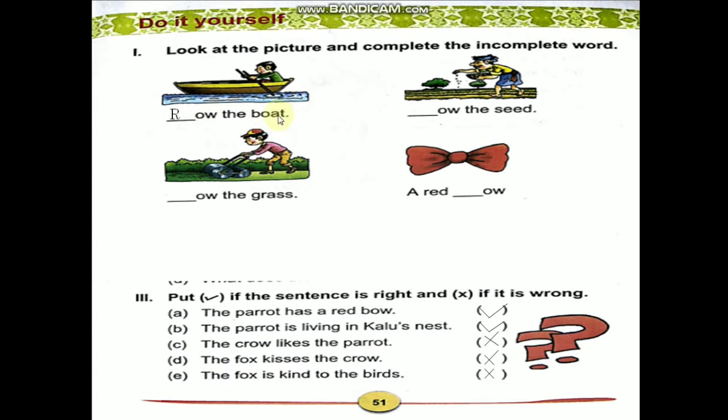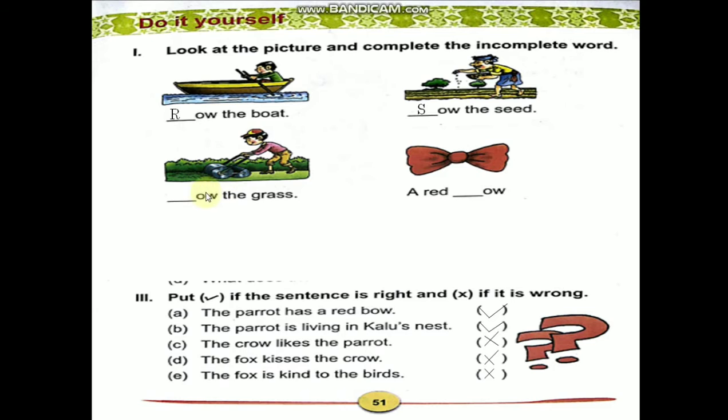Row the boat. Row means going from one end to another end in the boat. Row, row the boat. See this picture, children, what he is doing. Sow the seeds. He is putting seeds in the ground now, children. Sow the seeds. We will say sow. Sow the seeds.